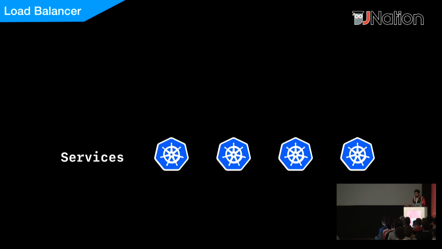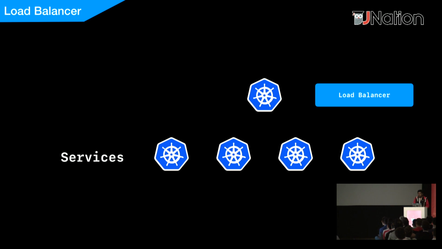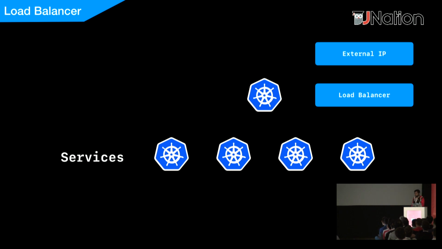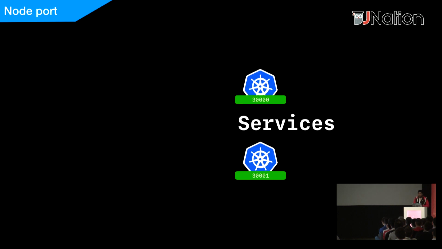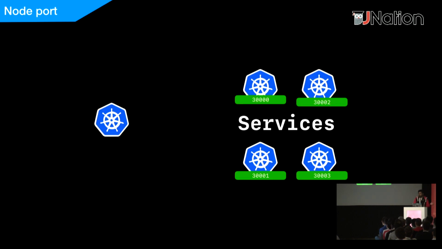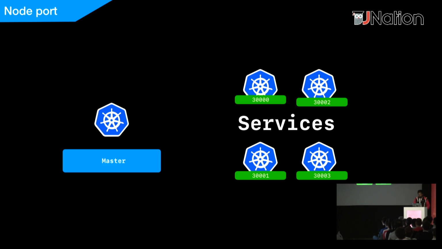Load balancer. Obviously, you have your services that are running. Services are nothing but a load balancer. When you say it as a load balancer, you'll create a load balancer on the master, and this load balancer will have an external IP through which you can connect. In terms of node port, all your services will have their own node ports, and you have a single Kubernetes IP address with which you can connect to those nodes.